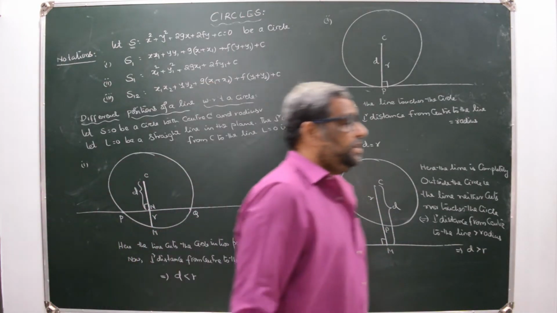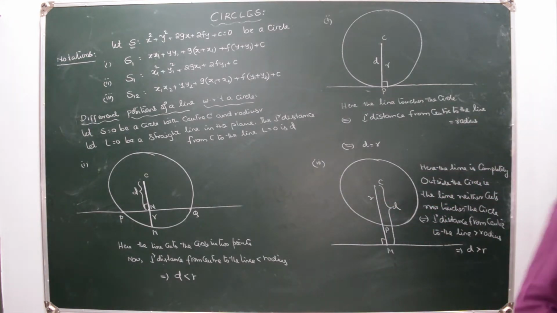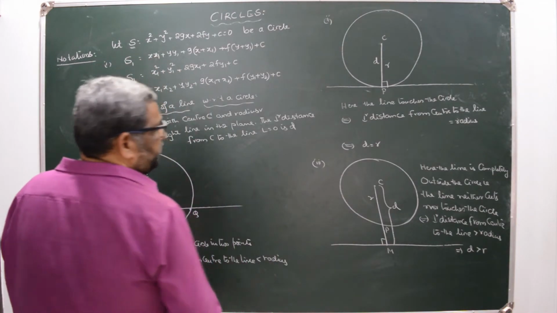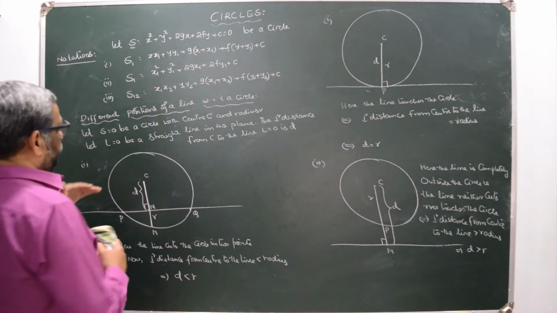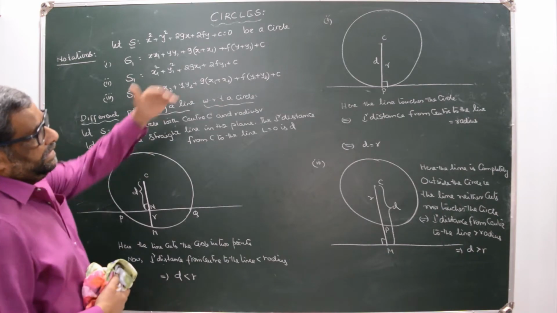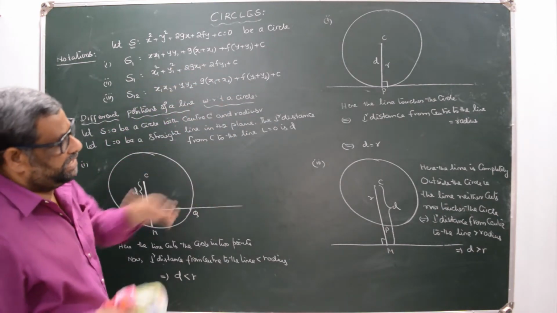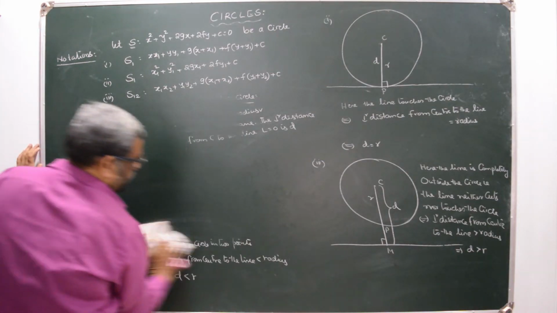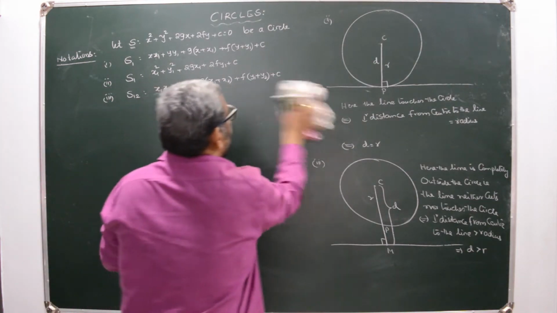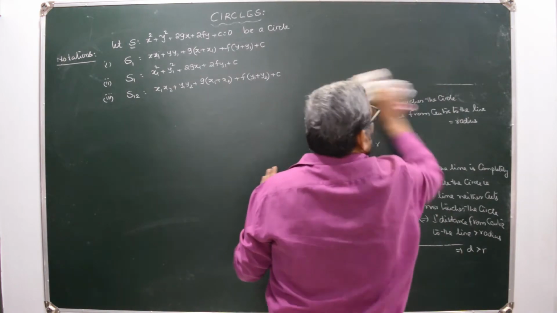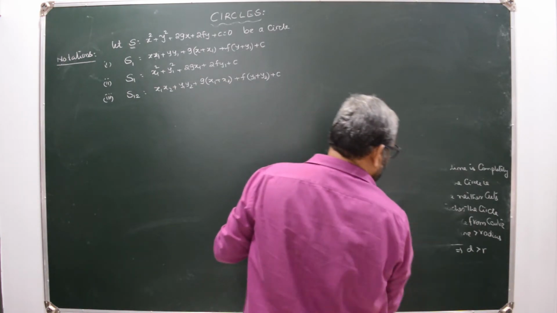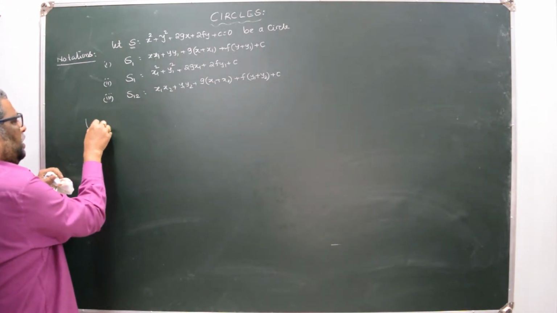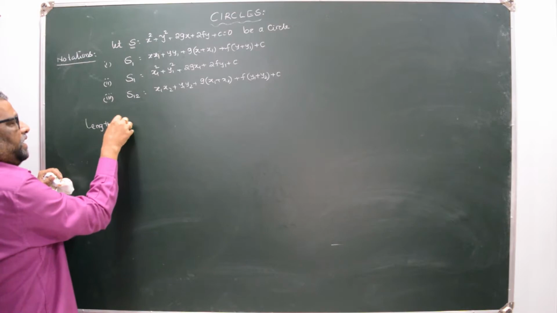Next. These are the different positions of a line with respect to a circle. So the line may cut the circle, the line may touch the circle, or the line will be completely outside the circle. Now I'll consider one more and discuss the length of the chord. If a line cuts in 2 points, how to get the length of the chord.